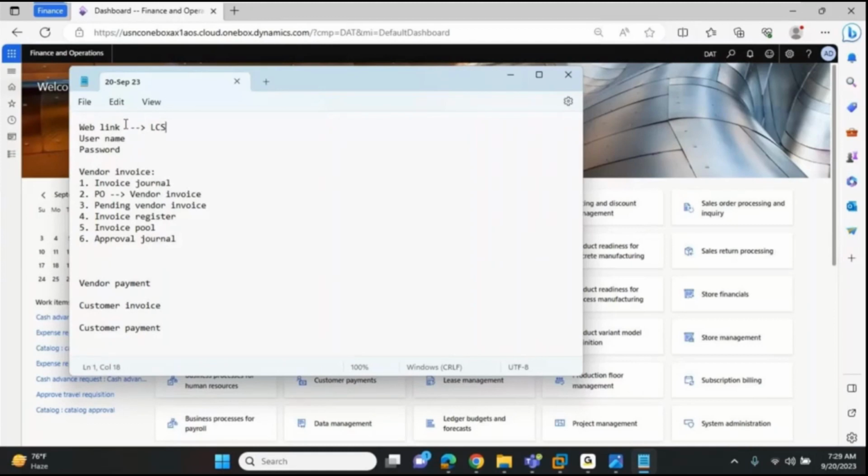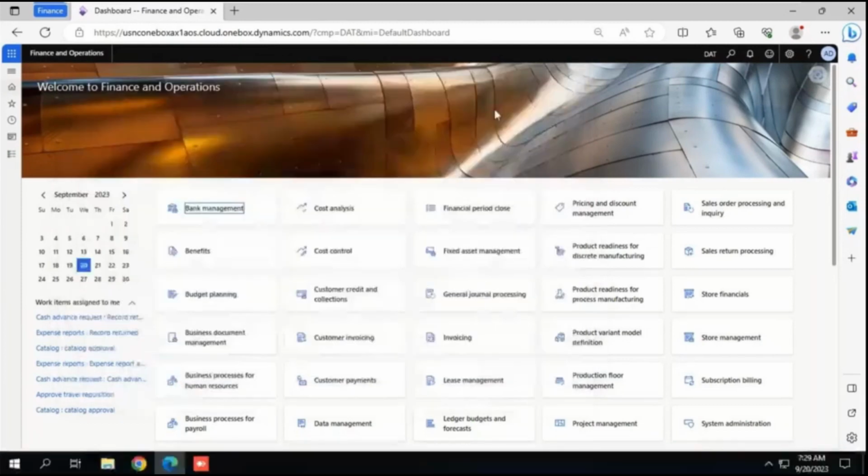So that web link is called LCS, Life Cycle Services, LCS link. The application is deployed in the web, in the Azure web. So there you will have one link, the LCS link, and you will have a username and password to open the application.